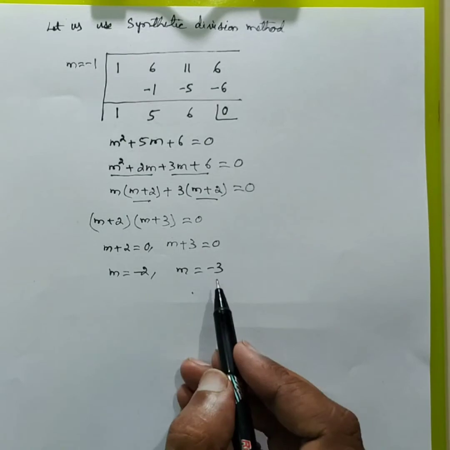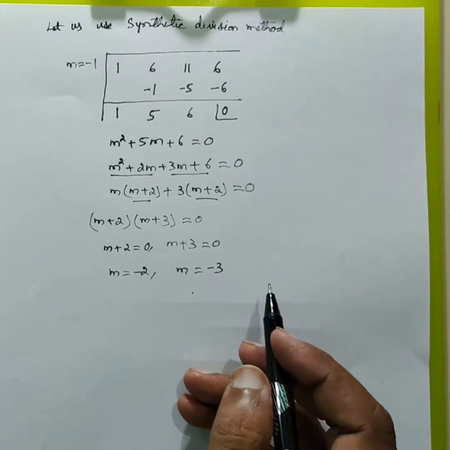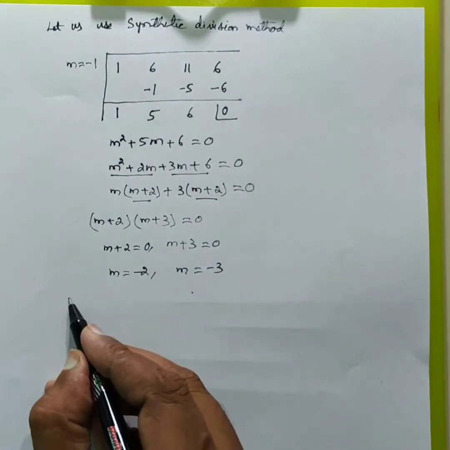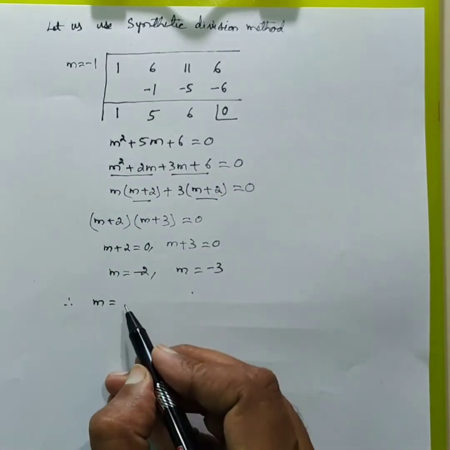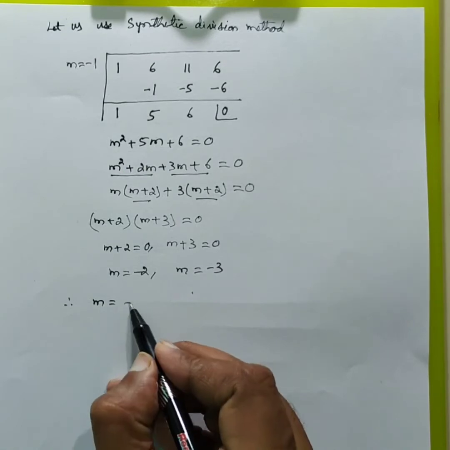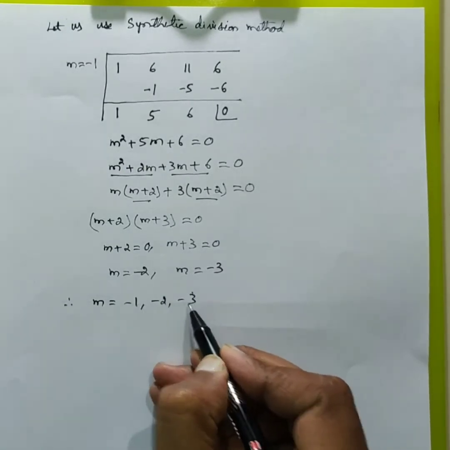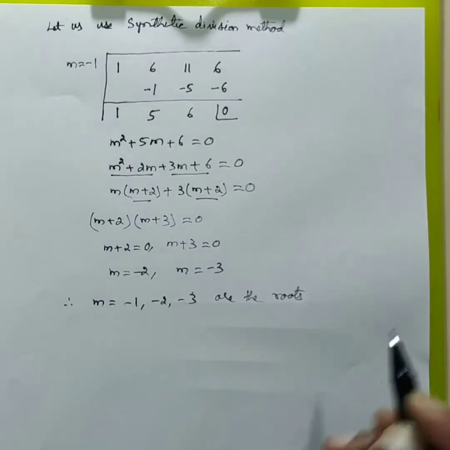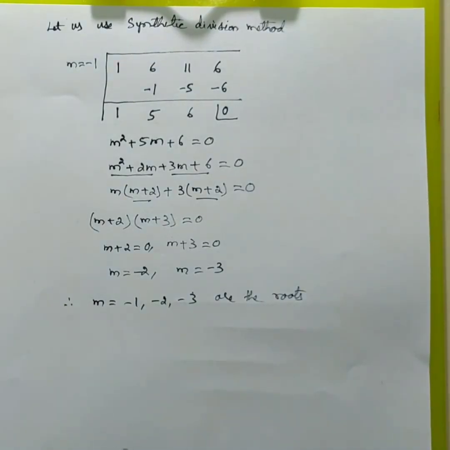So m = -2 and m = -3 are the two roots, and one more root is m = -1. So therefore you have three roots: m = -1, -2 and -3. Because it is a cubic equation, we are getting three roots over here.